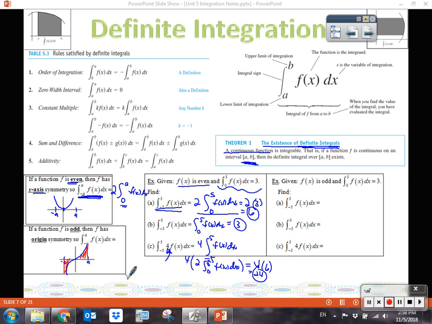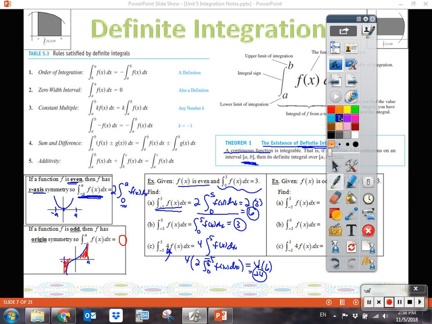And so if I have the same amount of area above the x-axis as below the x-axis, it nets out to be 0. So that's basically it. If you have the integral from negative a to a of an odd function, the answer is 0. That's what you get. So let's look at an example that uses that.